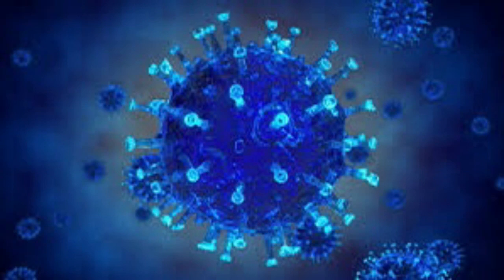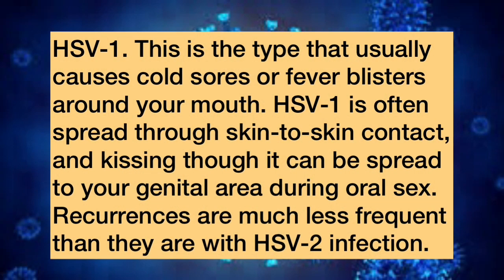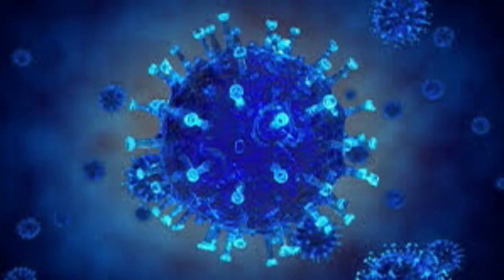Two types of herpes simplex virus are responsible for herpes infection. These include the herpes simplex virus type 1, which is a type that usually causes cold sores or fever blisters around your mouth. Herpes simplex virus type 1 is often spread through skin-to-skin contact and kissing, though it can be spread to your genital area during oral sex. Recurrences are much less frequent than they are with herpes simplex virus type 2 infection.